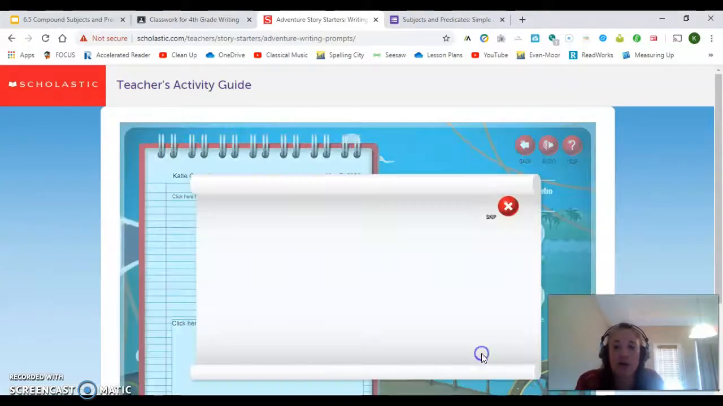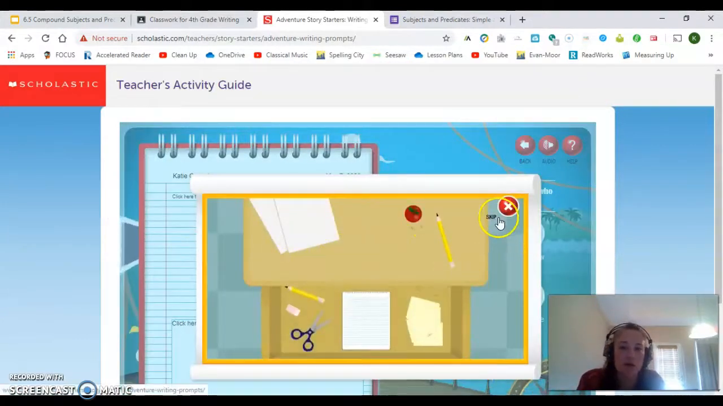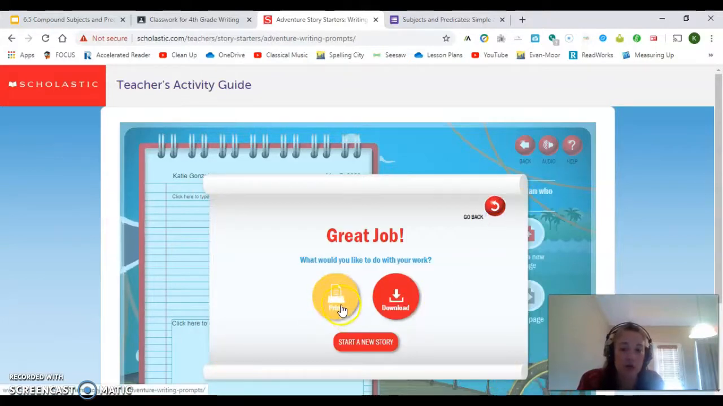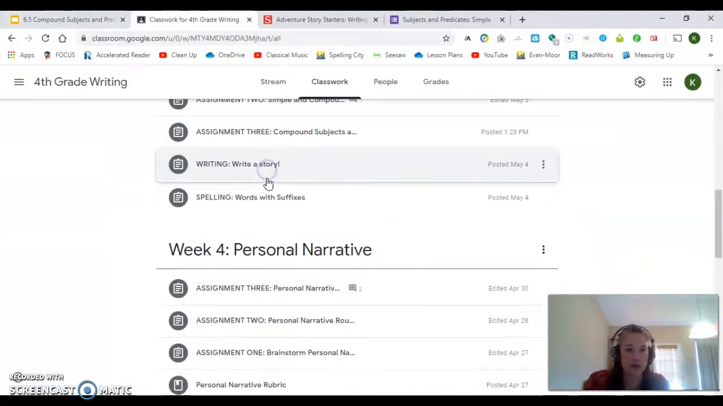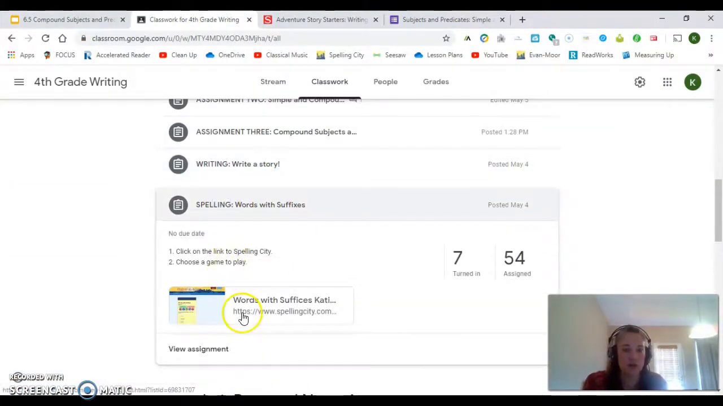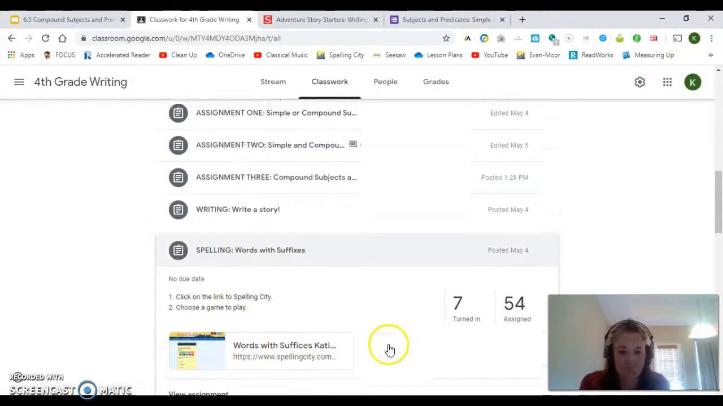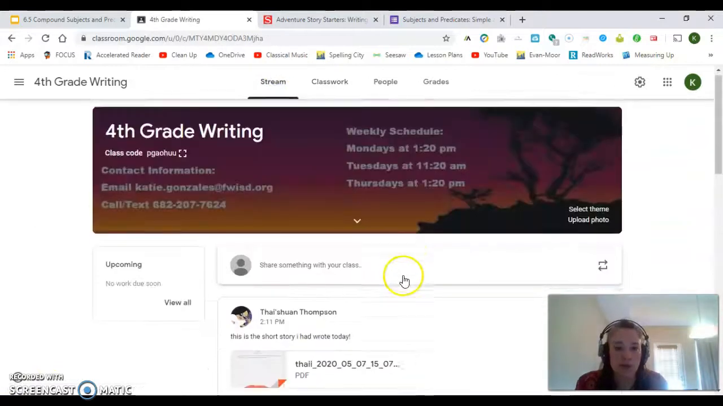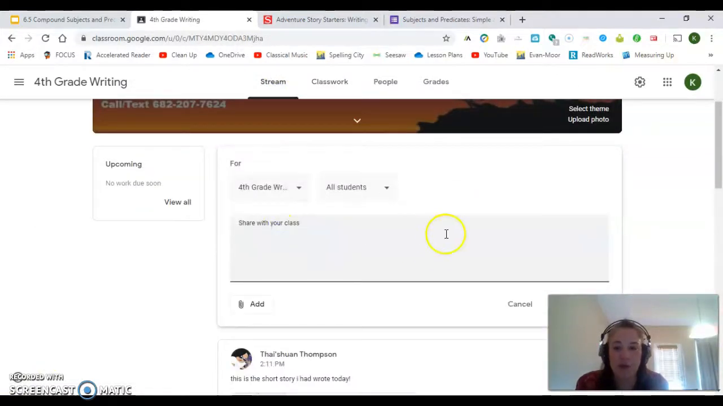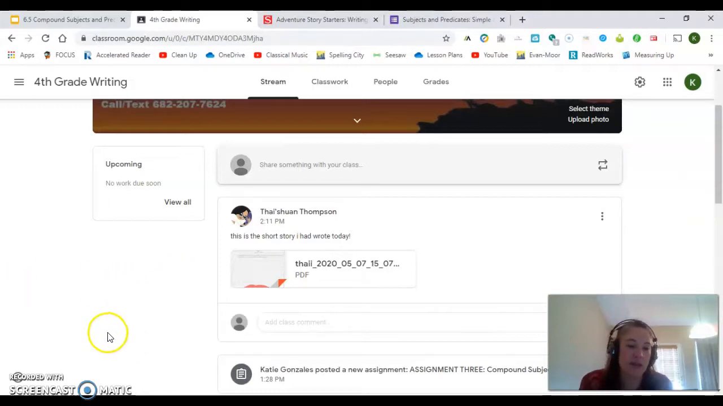When you're all done, you click here, and it'll let you print it if you have a printer, or you can download it, save it to your computer, and upload it on our page if you want. You can send it to me. So that's that activity. The other activity you have is spelling words. Click on words with suffixes. You're going to be practicing those words in Spelling City. You can pick any game you want for that. If you need help, remember, go to stream, type it in right here. Type in that you need help, and I'll get back to you as soon as I can.